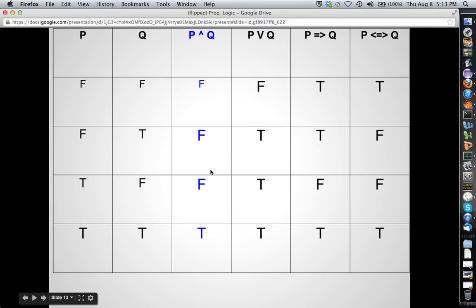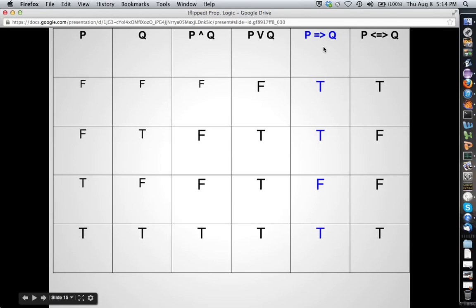So P and Q is only true when both P and Q are true. So you can see true here. For P and Q to be true, if either P or Q is false, then we're looking at false. For or, just one of them has to be true. So as long as one of them's true, P or Q is true.